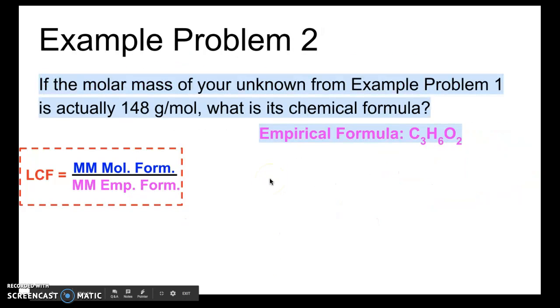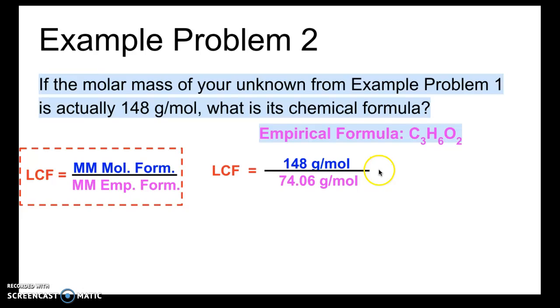All right, let's see that with the example problem. What I need here is the molar mass of the molecular formula and that of the empirical formula. For the molecular formula, they gave me that in the problem. They tell me it's 148 grams per mole because that's the mass of the actual unknown. And now I just need to use the periodic table and my empirical formula to get the molar mass of the empirical formula. So that will be 3 times 12.01 plus 6 times 1.008 plus 2 times 15.99. You add those together and that will give you the molar mass of the empirical formula.